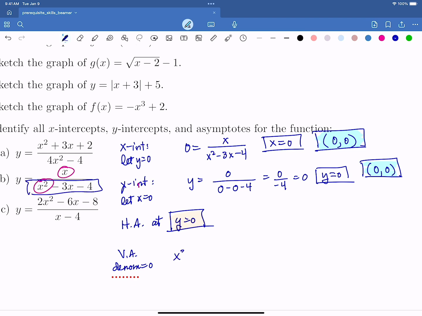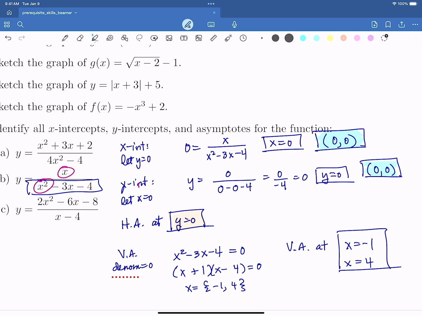Okay, x squared minus 3x minus 4. Set that equal to 0. Is it factorable? Multiply to negative 4, add to negative 3. Does that work? X squared minus 4x plus x minus 4. Yes, good. So we get x equals negative 1, positive 4. Do either of those values make the numerator 0? No, because when I set the numerator equal to 0 and solved, I only got x equals 0 as a solution. Okay, so two vertical asymptotes. Vertical asymptote at x equals negative 1, x equals 4. Okay.